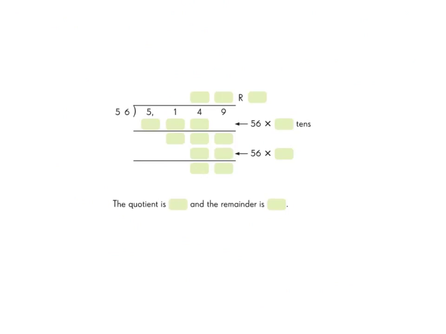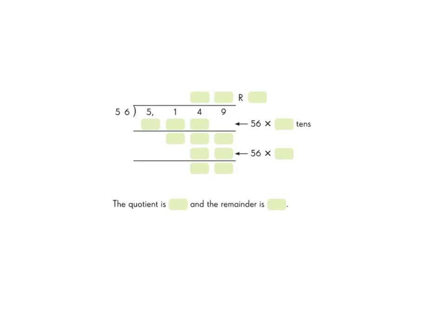Let's work through this sample problem together, step by step. We're dividing 5,149 by 56. We know that our 56 doesn't fit into 5, so we're not going to divide into the thousands. 56 also won't fit into 51, so we're not going to divide into the hundreds place. We're going to start with the tens place, dividing 56 into 514.